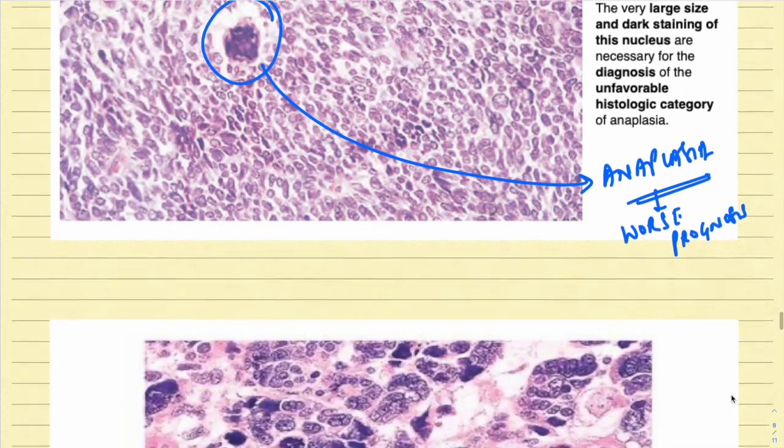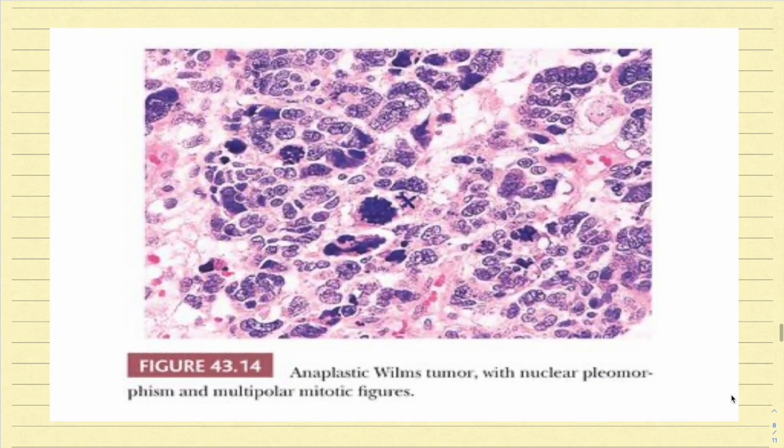Another very important diagram which is showing anaplasia, as we can see over here. Multipolar or abnormal mitotic figures can be seen in this diagram. Nuclear pleomorphism is also seen, which constitutes anaplasia. This is again representative of anaplasia, which is associated with a bad prognosis.